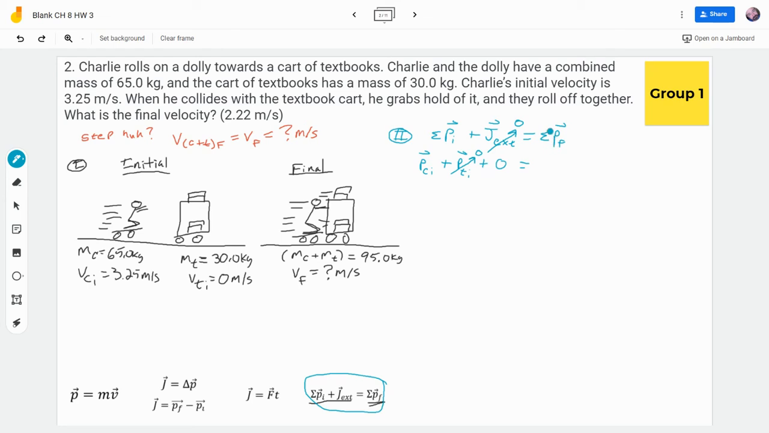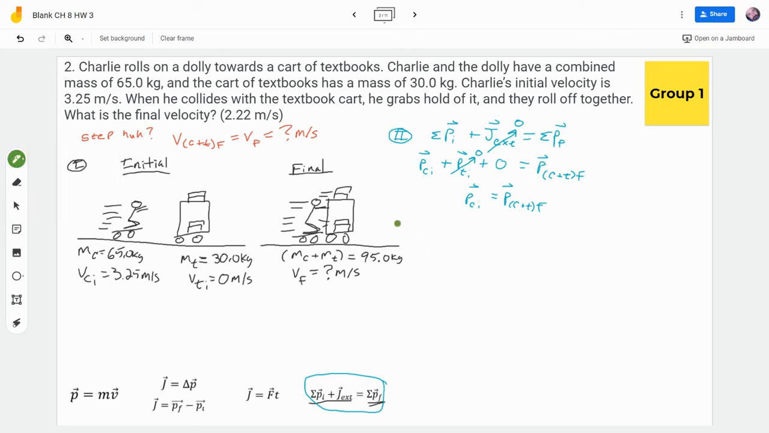Now, the right side, sigma p final, well, look at your final sketch. Where is your momentum? Well, we've got one big mass with momentum. So our final momentum is momentum of Charlie and the textbooks stuck together with parentheses, final, with a hat. And now, just to clean it up, because I got a lot of stuff going on here, a couple zeros, we'll just get rid of those. P sub Charlie initial with a hat is equal to P sub Charlie plus textbooks stuck together with parentheses, final, with a hat.